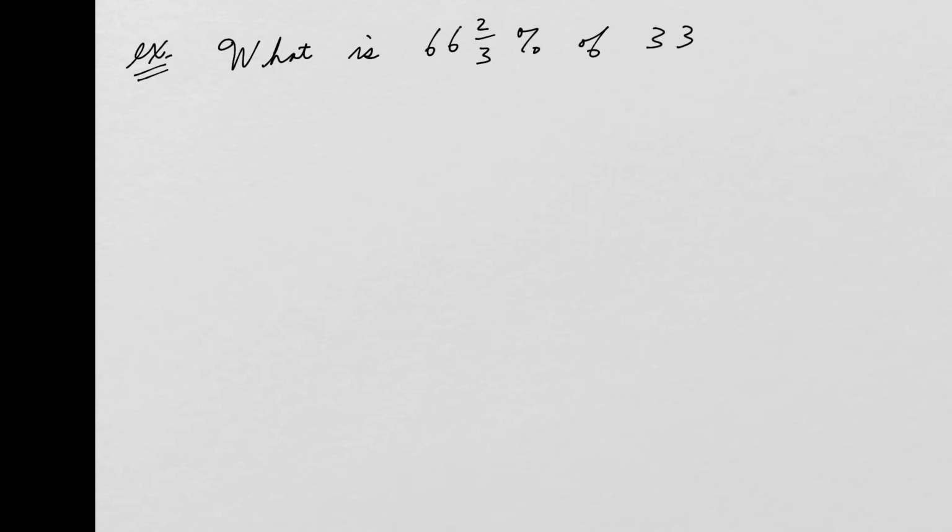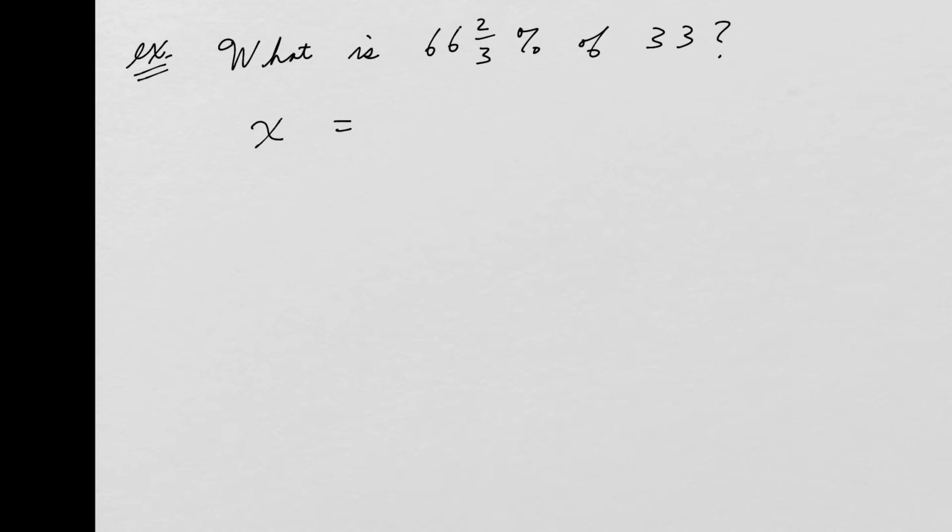Okay, what if you have something more complicated where you have a mixed number? So let's try this one. What is 66 2/3% of 33? Okay, so in this case, let's start translating. The what is x, that's our unknown. Is equals 66 2/3%.